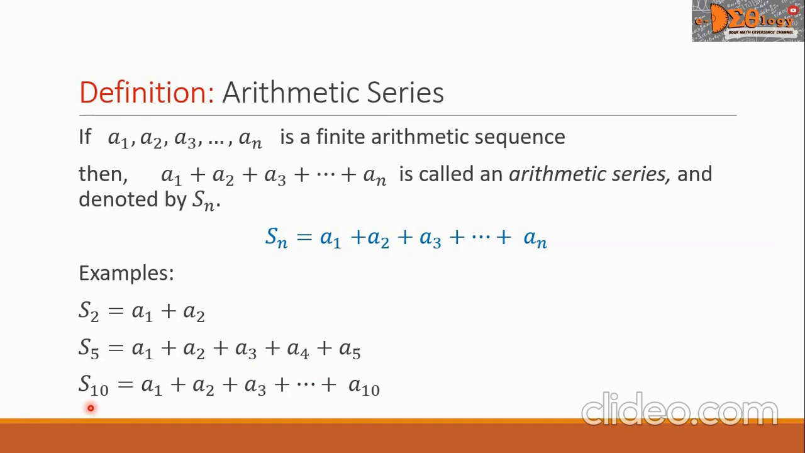Example 3 is S sub 10. So let us take the sum of the first 10 terms of the arithmetic sequence. So here we have a sub 1 plus a sub 2 plus a sub 3 up to a sub 10.